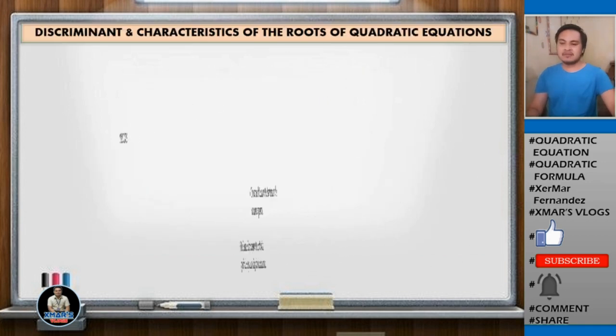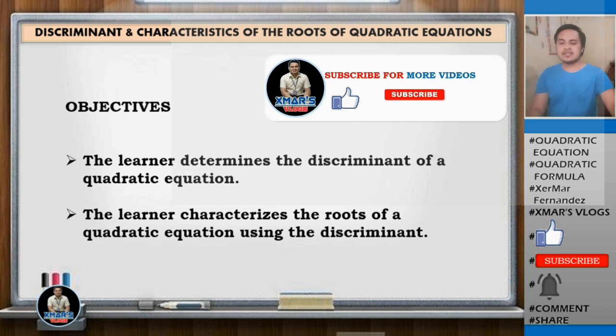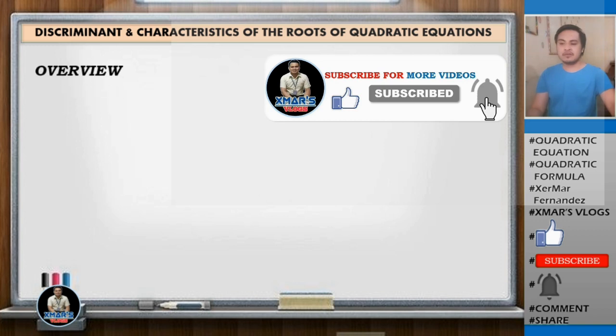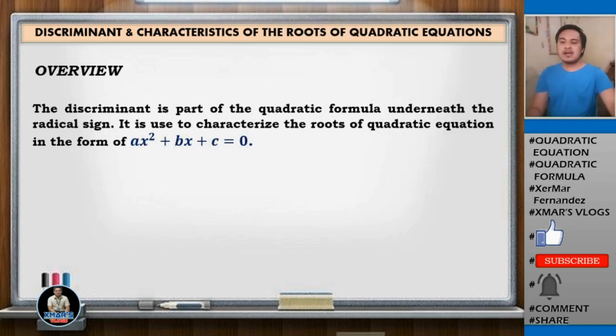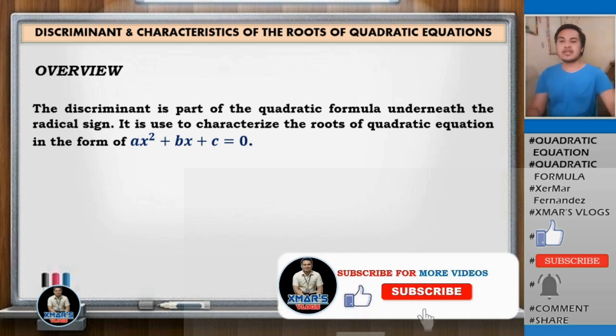And our objectives are: the learner determines the discriminant of a quadratic equation, and the learner characterizes the roots of a quadratic equation using the discriminant. And our overview is, the discriminant is part of the quadratic formula underneath the radical sign.